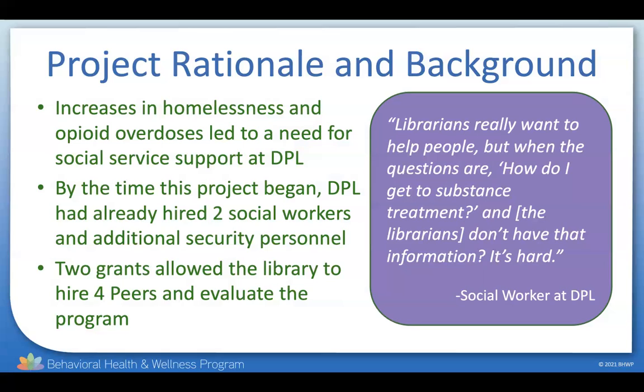You can see that complicating all these issues is that in addition to the increase in homelessness in the area, opioid overdoses were increasing as well, including within the library. And so this was a great challenge that the library was facing. And security personnel had to spend a lot of time on this. You can see that second point. By the time this project began, the Denver Public Library had already hired 2 social workers and additional security personnel. So they had already started responding to this growing concern or demand.